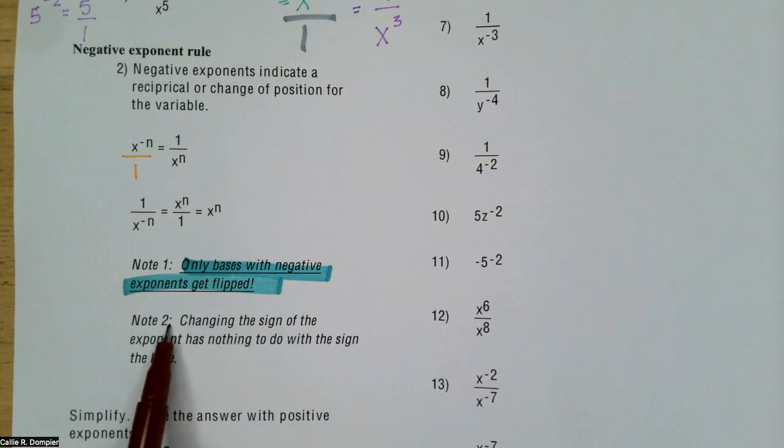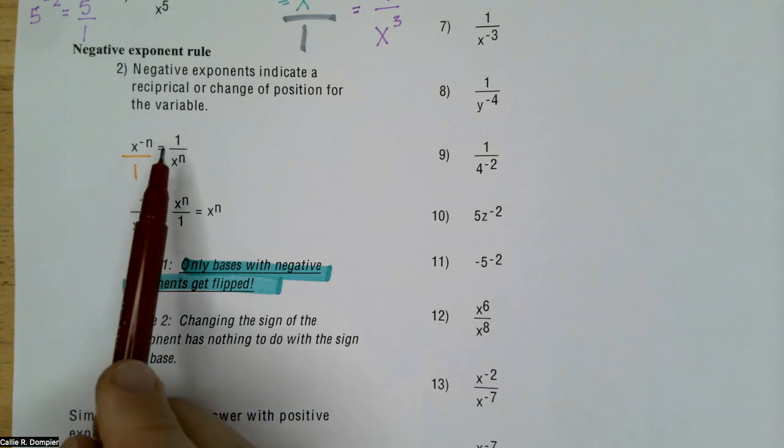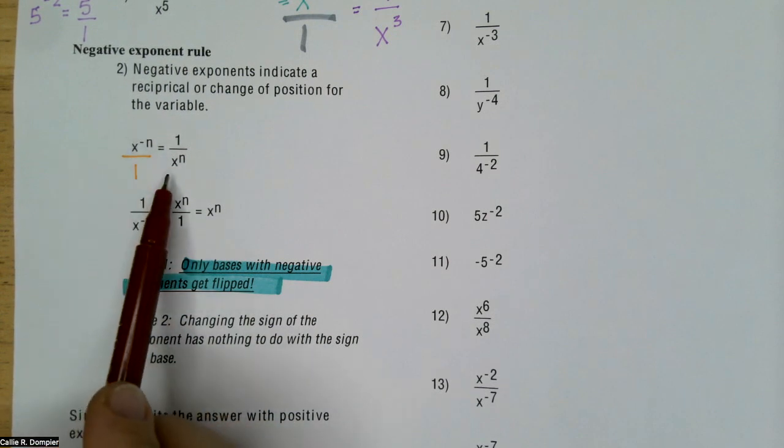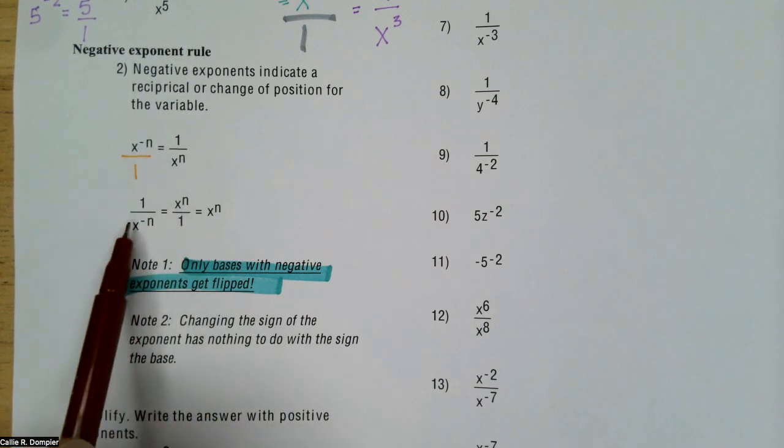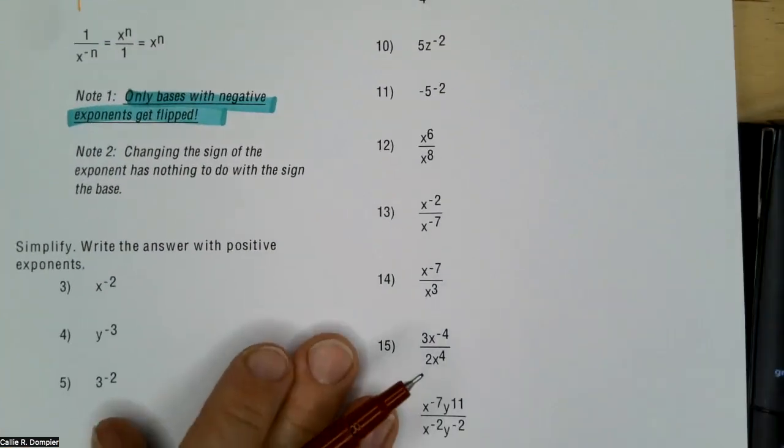Simplify. Oh, sorry. Second note is changing the sign of the exponent has nothing to do with the sign of the base. X didn't change. X remained positive or negative. Only the sign of the exponent changed.